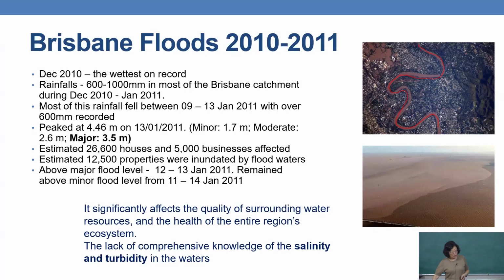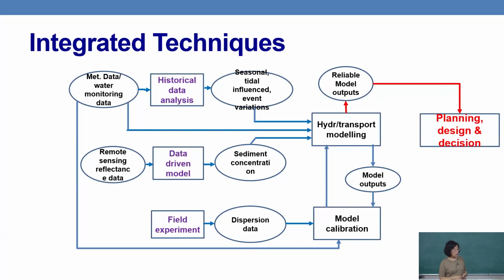But what's our concern when we are looking at that? Sedimentation is one big thing during the flooding event, not only the inundation, but also the water quality as well. So both quantity and quality. That's what we are looking into.